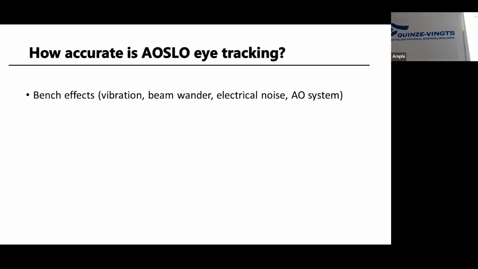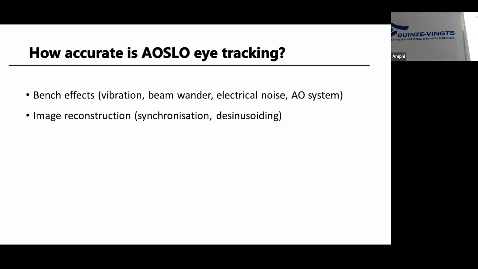So firstly, there might be effects from the bench itself. For example, it could be vibration through the bench. You could have the beam wandering due to turbulence on the bench. There could be electrical noise that's affecting the position of the scanner. And you could also have effects from the AO system if it's become unstable or if you've got unsensed tip tilt.